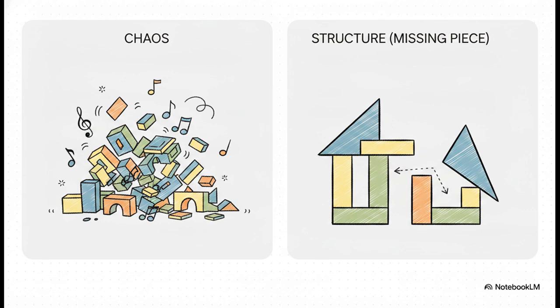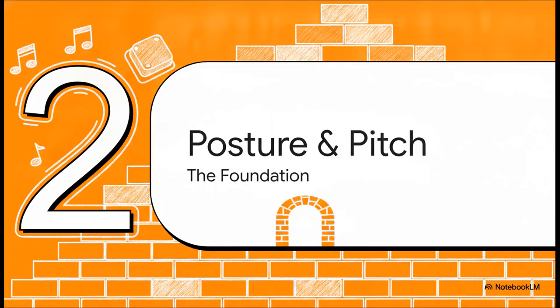If you skip a single step in this chain, you're quietly weakening everything built on top of it. It's like building a house. You simply cannot put a roof on a house if it's missing walls. Moving on to Section 2, Foundation, Posture, and Pitch. Let's look at Lesson 1, where we lay down that very first brick.